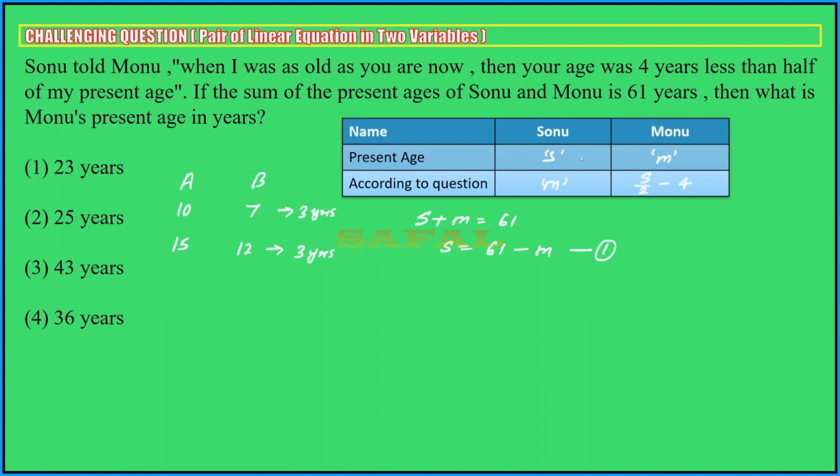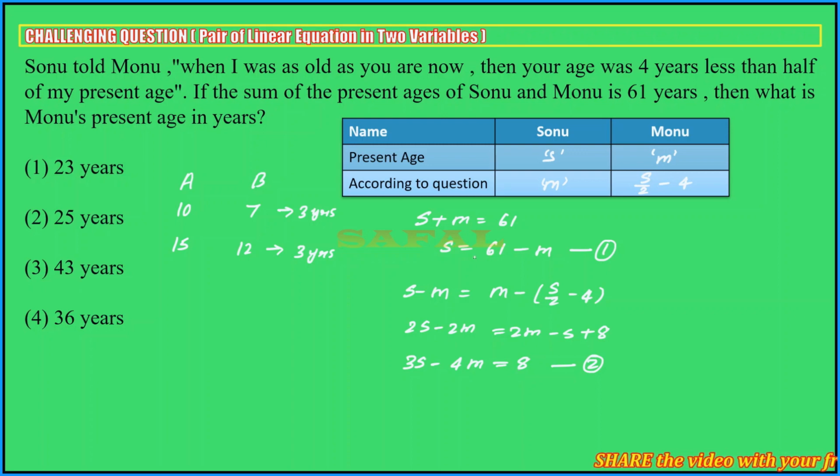In the first situation, present ages are known to us, so the difference will be S minus M. In the second case it will be M minus (S by 2 minus 4). So this I can simplify. So 2S minus 2M equals 2M minus S plus 8. Rearranging, we'll get 3S minus 4M equals what? 8. So this I can call the second equation.